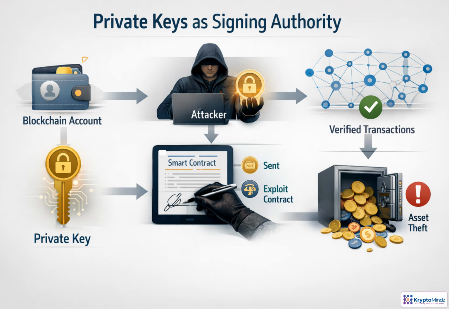The private key is the master credential for a blockchain account. The network does not ask who is holding it. It only checks whether the signature is valid. If an attacker gets the key, they can authorize transfers, approvals, and smart contract calls as if they were the owner. Because these actions are usually final, leaked keys can mean permanent loss. Agent systems must protect keys like production root secrets.